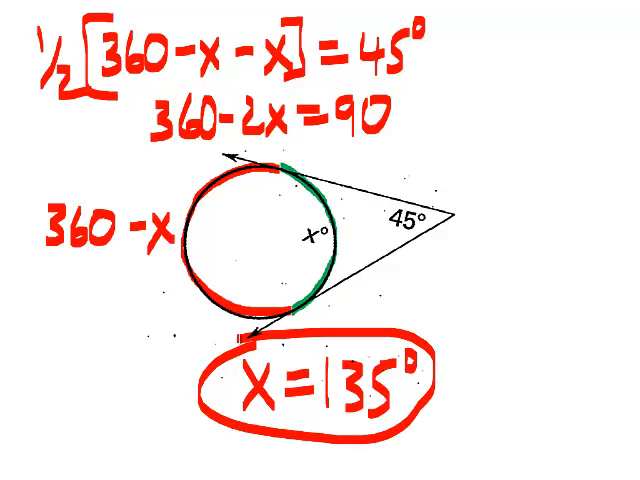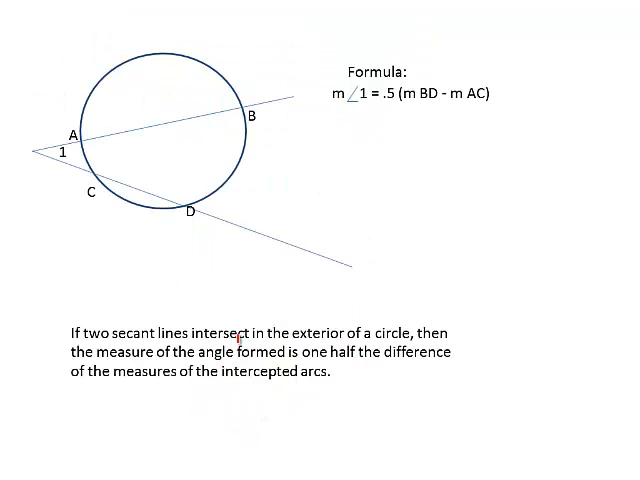So we just had a secant and a tangent. Those were two tangents. The next one is going to be two secants. So in this case, again, the exact same thing, outer minus inner times 1/2. If two secant lines intersect in the exterior of a circle, then the measure of the angle formed is 1/2 the difference of the measures of the intercepted arcs. So here again, we have our outer arc, which is BD, and then we have our inner arc, which is AC. Outer minus inner times 1/2.